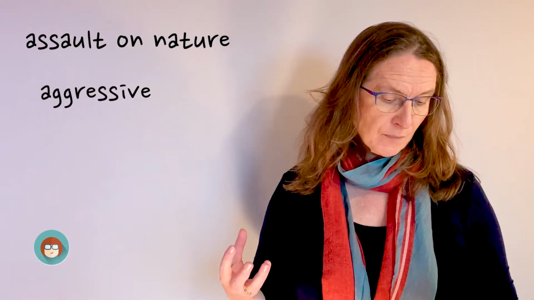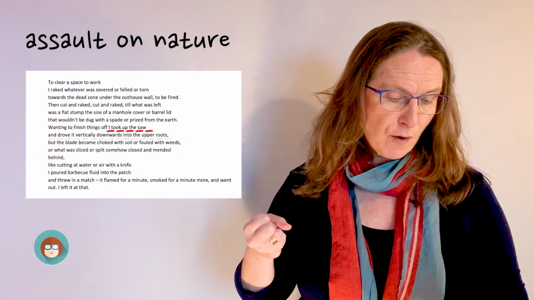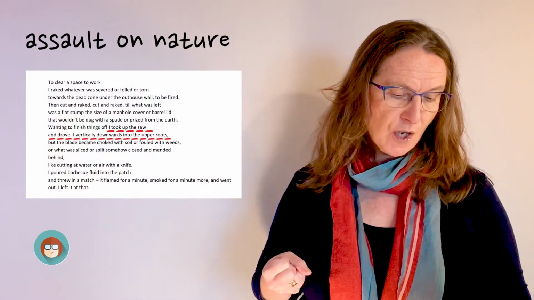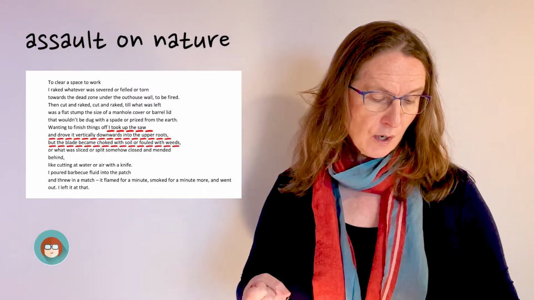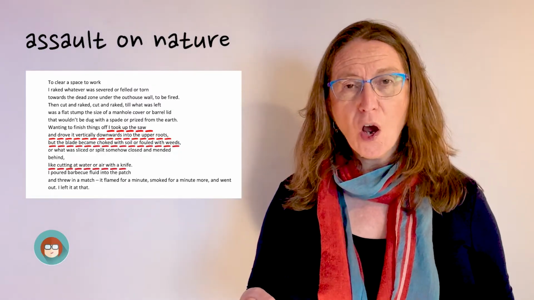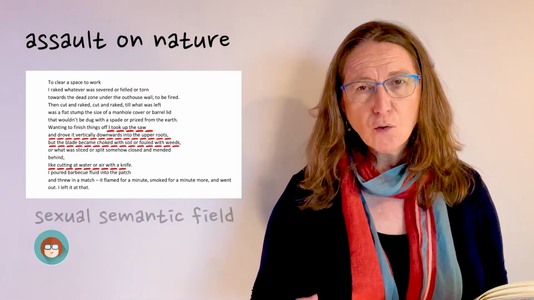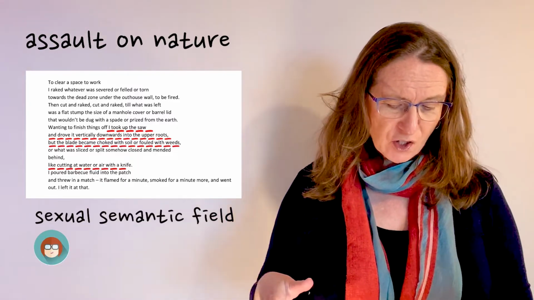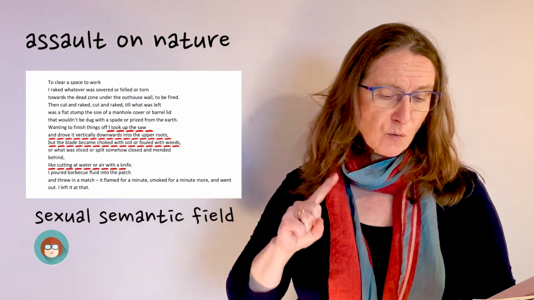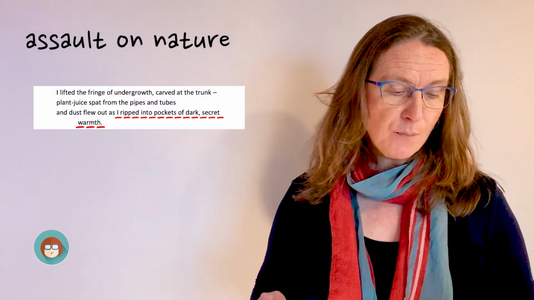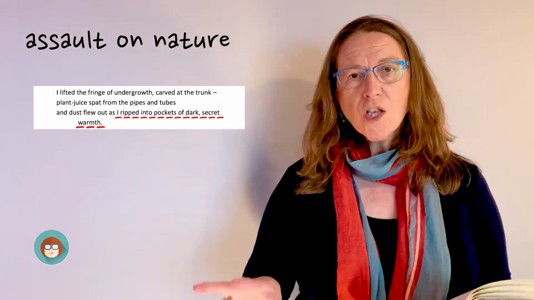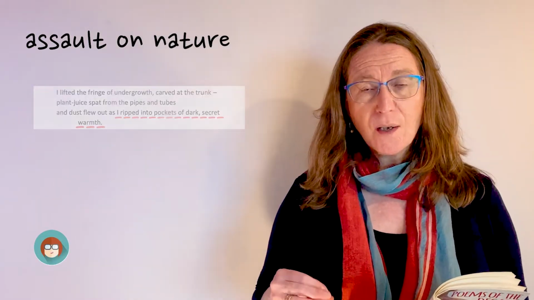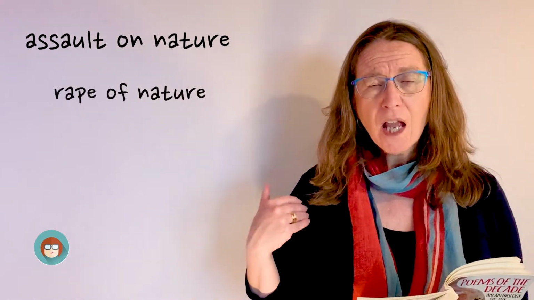raping nature. "I took the saw and drove it vertically downwards into the upper roots. The blade became choked, like cutting water or air with a knife." There was an aggression and I think a sexual semantic field there of something being delved into in a way that it shouldn't be. And we have that line in the 1, 2, 3, 4th stanza, "I ripped into pockets of dark secret warmth." So I think there is definitely here something suggesting perhaps a rape of nature, something that is unnatural and shouldn't be done to nature.